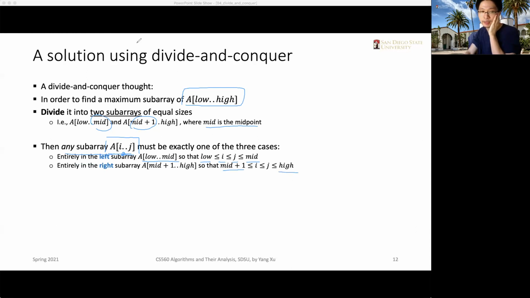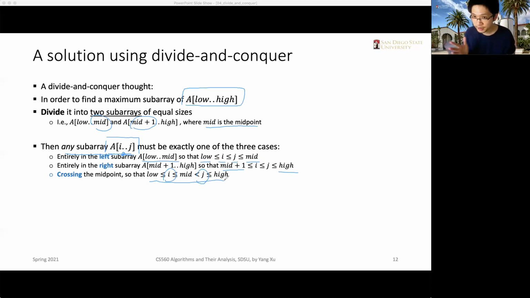And there's a third case, which is the subarray from i to j is actually crossing the midpoint. Okay, i is between low and mid, and j is between mid and high. That is the third case. Is there any other cases? Actually, no. These 3 cases include all possible cases exhaustively.